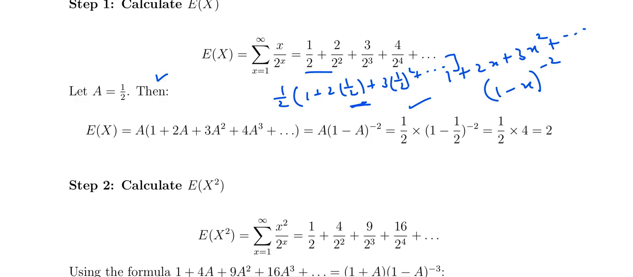So if you take the reciprocal, that is called the 4. Okay, since the power is minus 2, that is equivalent to 2. That is the E of x. So in the same way, we can find E of x square.